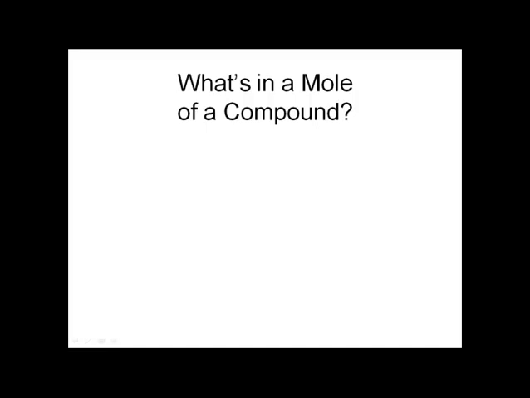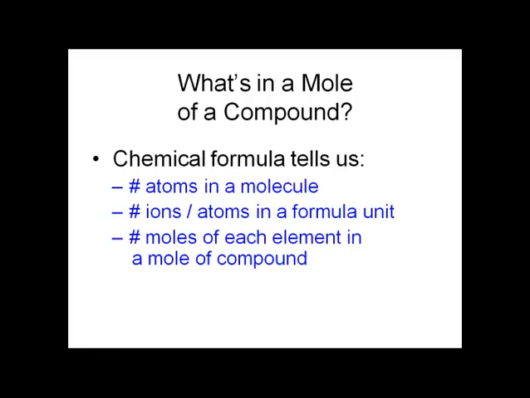In order to quantify compounds, we need to ask the question, what is in a mole of compound? Remember that it is the chemical formula that tells us the number of atoms in a molecule of a covalent compound, or the number of ions in one formula unit of an ionic compound. It also tells us the number of moles of each element. A simple chemical formula, along with the molar mass of the elements from the periodic table, will allow us to quantify a compound by moles, by mass, or by number of atoms or ions.